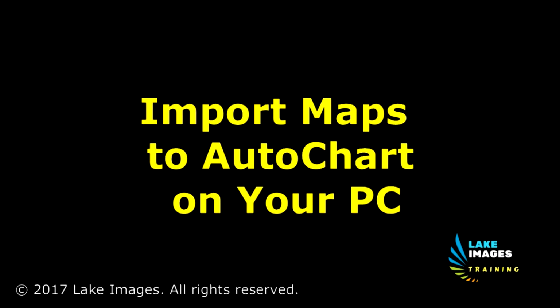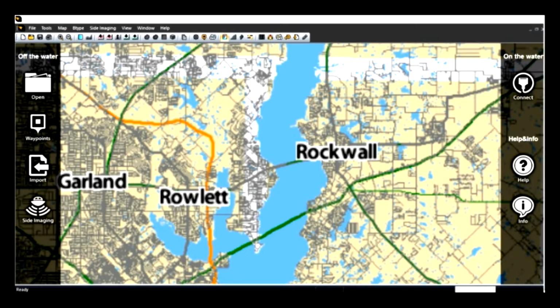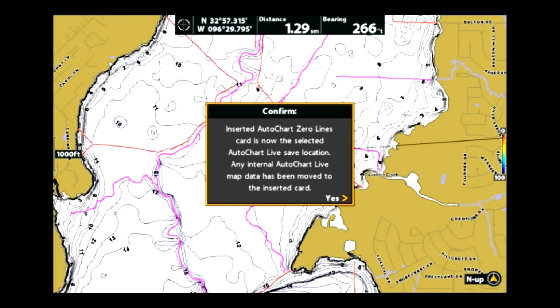We're now going to show you how to take the information that you recorded in AutoChart Live and then import that into the PC version of AutoChart so we can build a contour map. In our last chapter, we showed you how to insert your zero lines card, and that AutoChart Live would take the information it had in memory plus any new recordings you made and store them on that SD card.